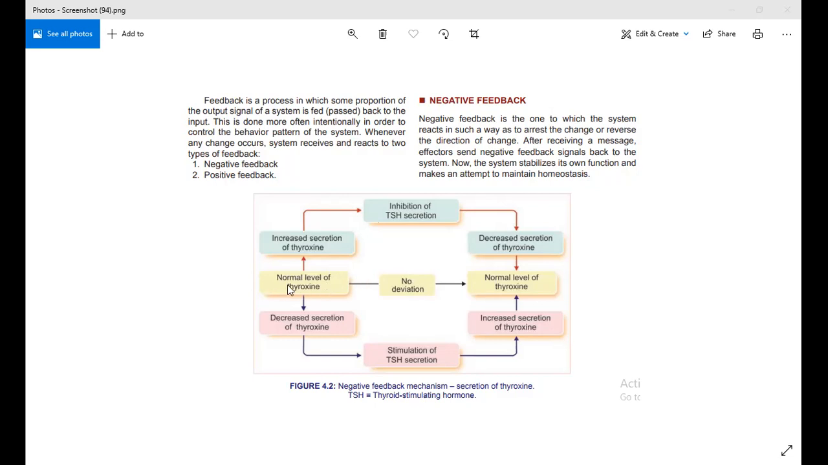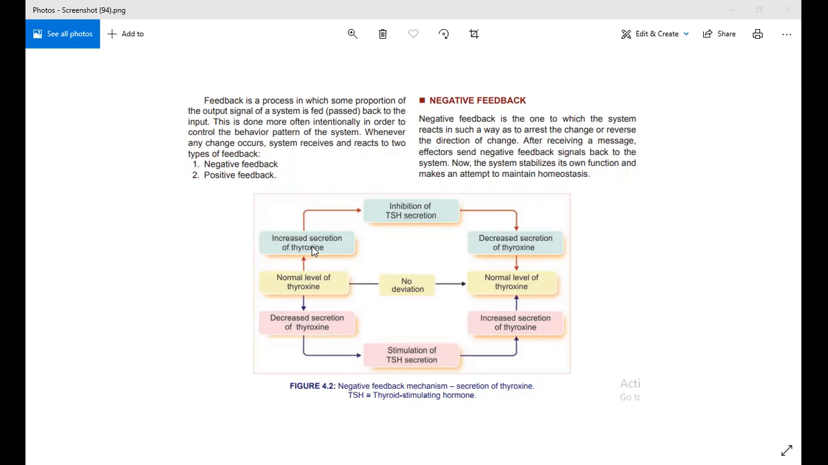So here, let's start from this place. Normal level of thyroxine. So this is the normal level of thyroxine that we are supposed to have in the body. Now, imagine that there was an increased secretion of thyroxine. So it means that the thyroid gland increased the secretion of thyroxine.